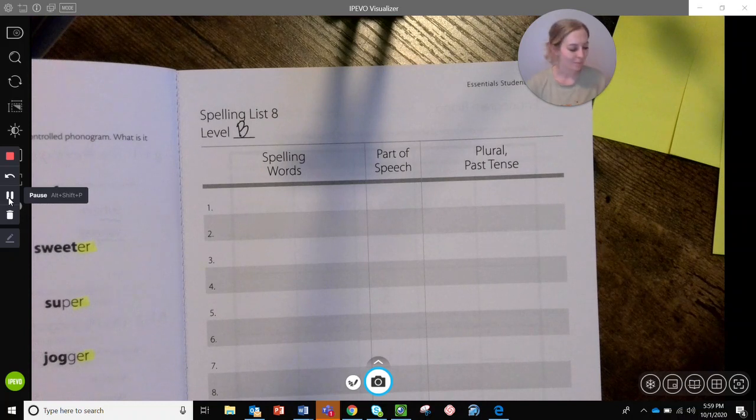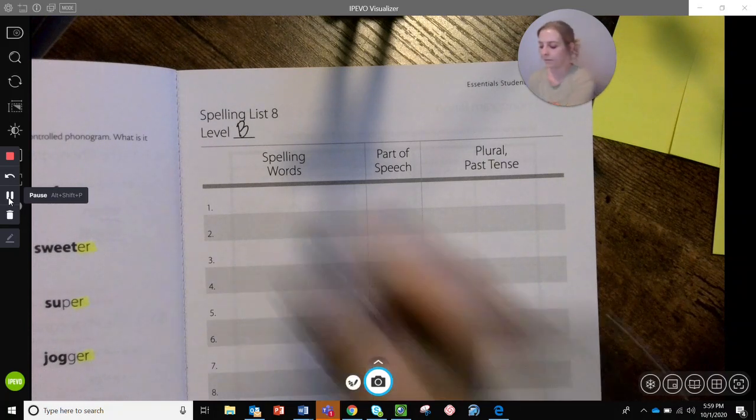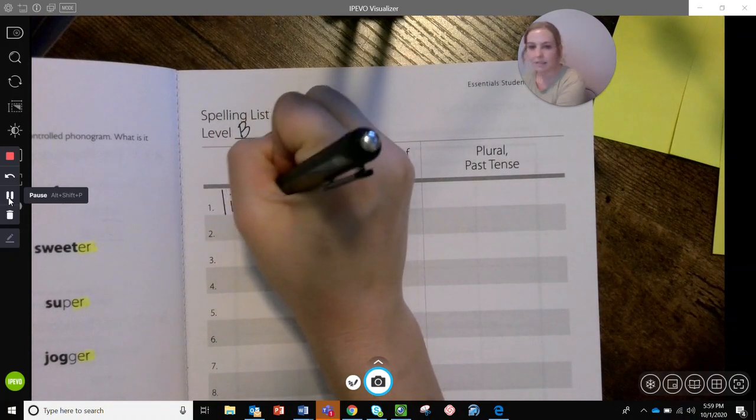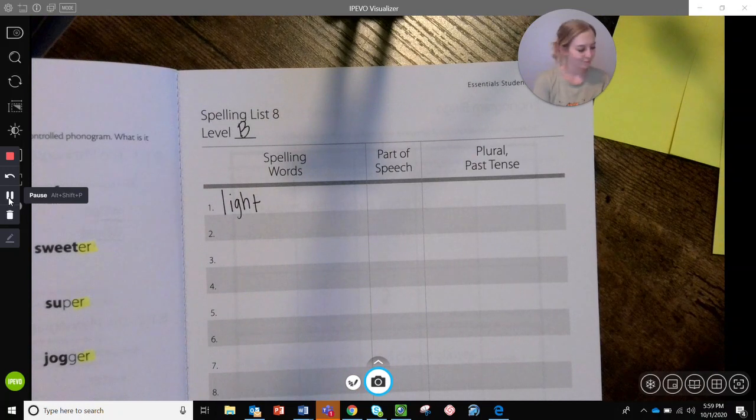2. Good job. What's the first syllable? Light. Good job. Let's do that syllable first. Light. Second syllable is ning. Good job. Ning.